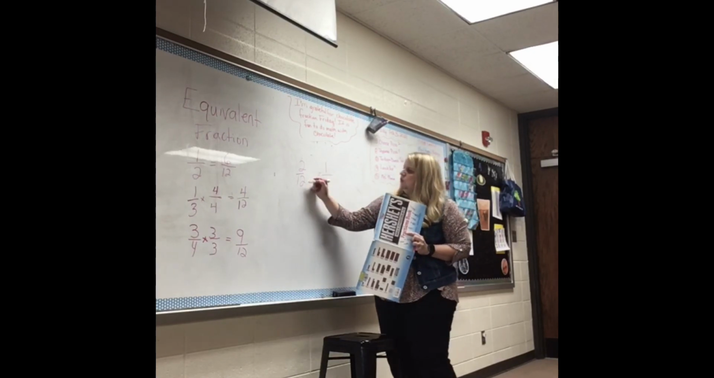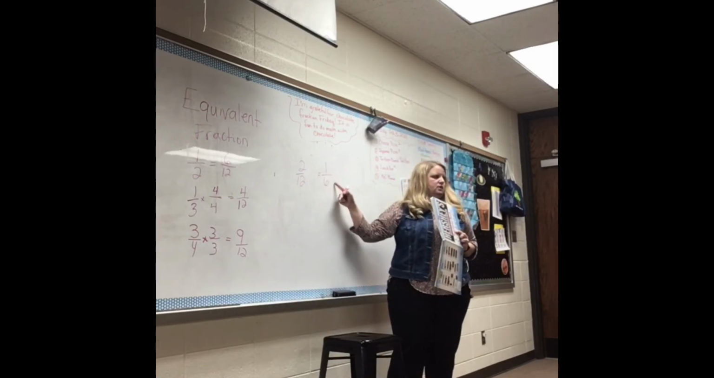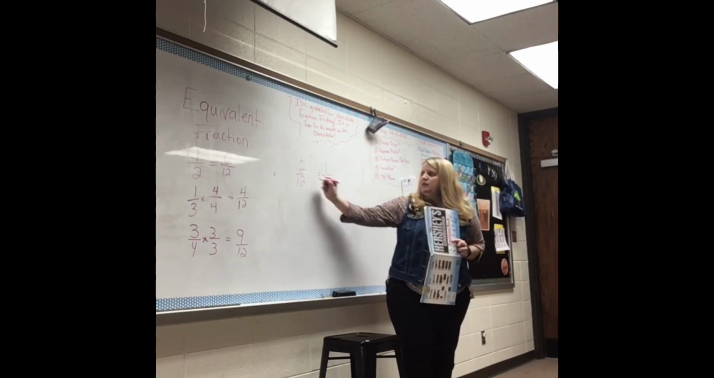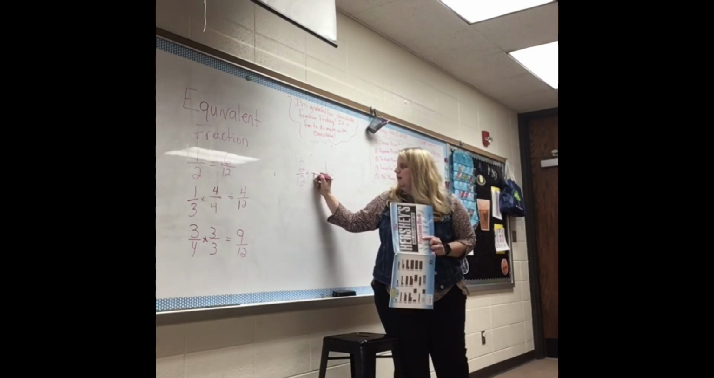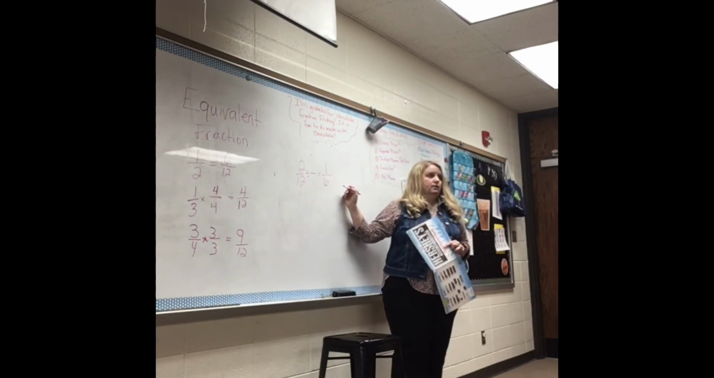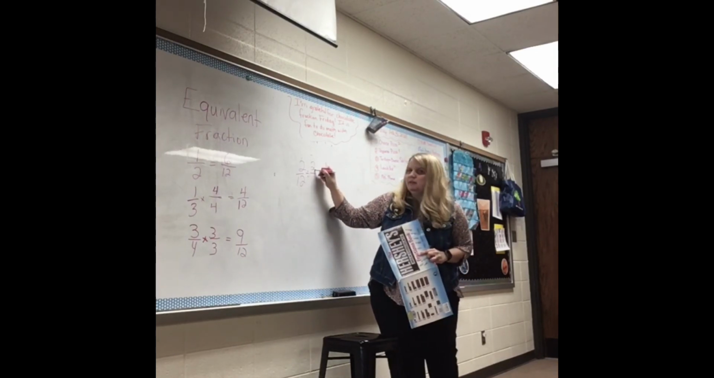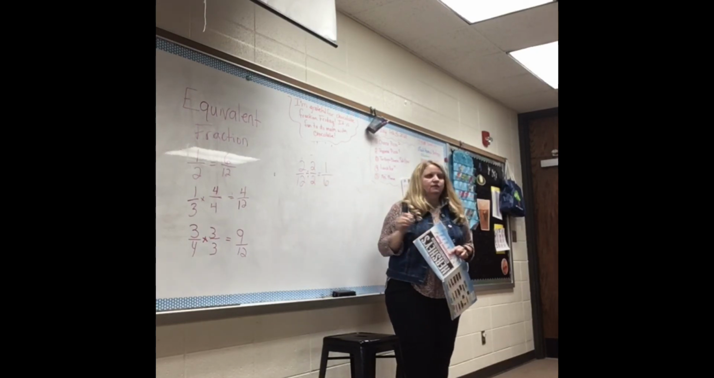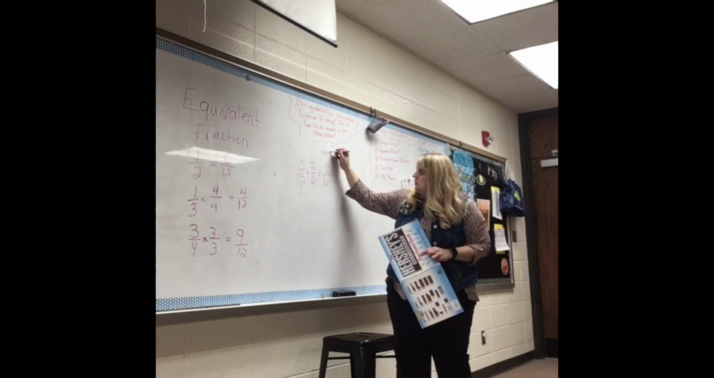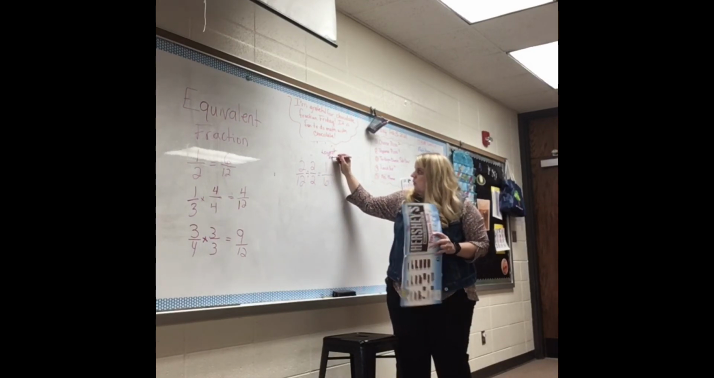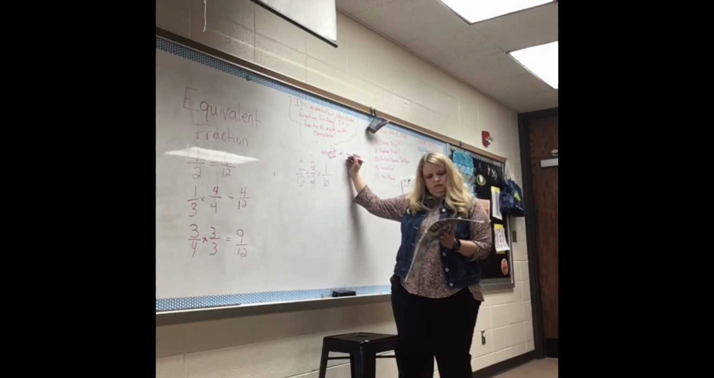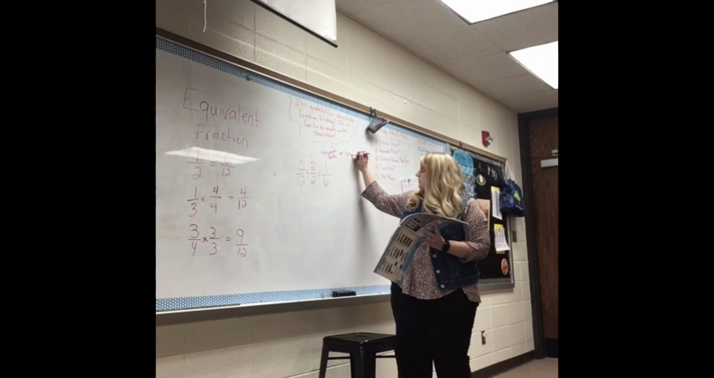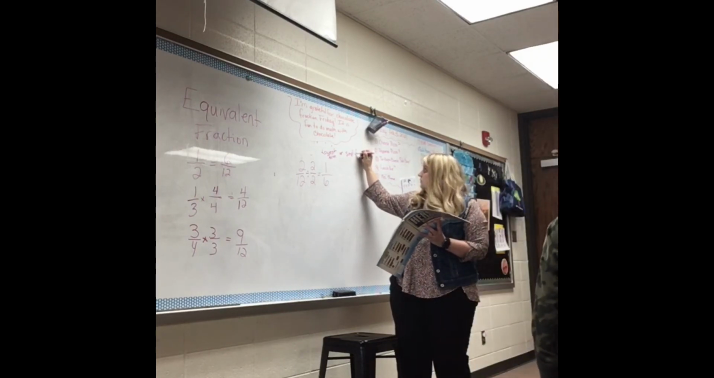What do I have to do to get this fraction to this? Tyson? Divide? Yeah, what am I going to divide by? What do I divide 2 by to get to 1? 2, right? And if I divide the top by 2, I got to divide the bottom by 2. See how that works? And this is called lowest terms, or they call it simplify. Simplify. Okay?